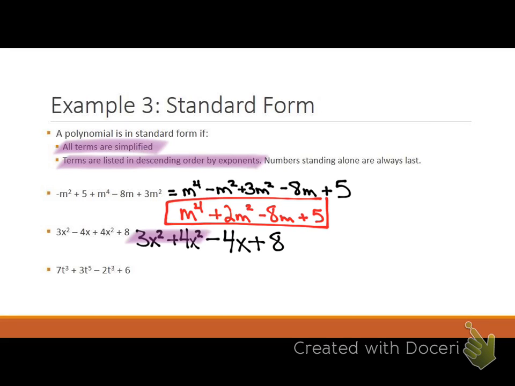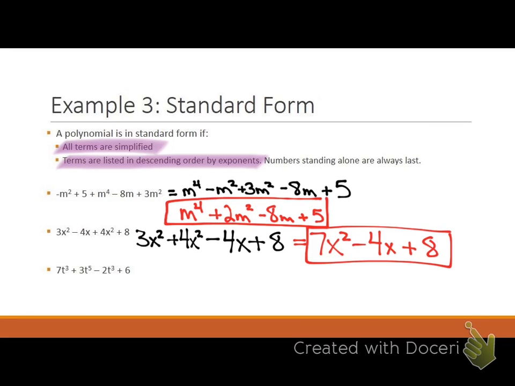So again, I have terms that have the same exponent, and I combine them. Okay, 3x squared plus 4x squared is, what do I get when I add them? 7x squared. All right, and then I just bring over the others. Minus 4x plus 8. Standard form.